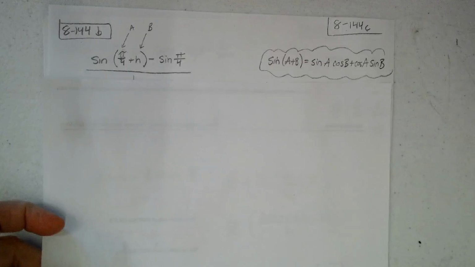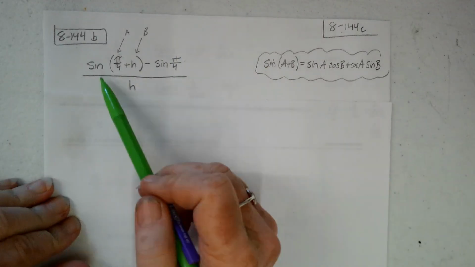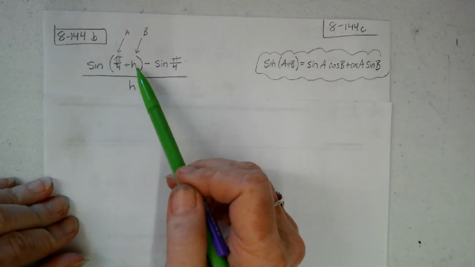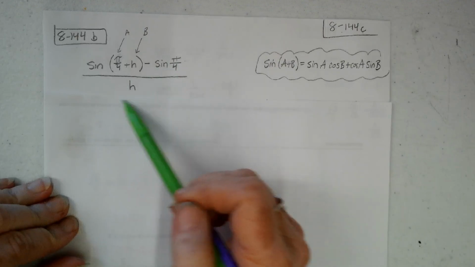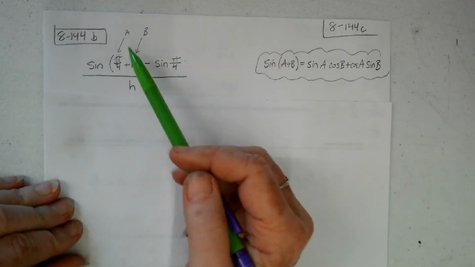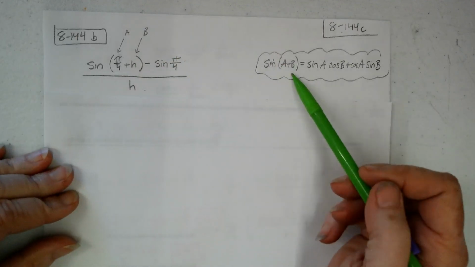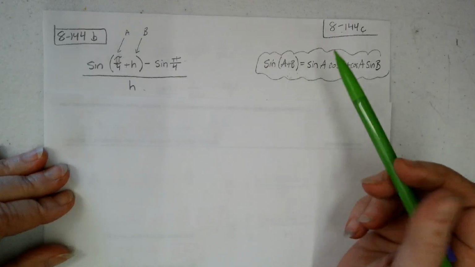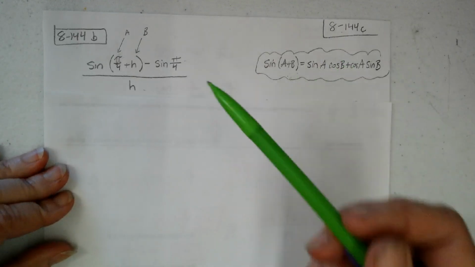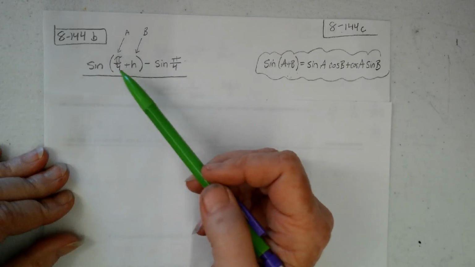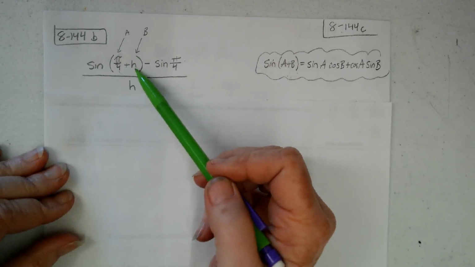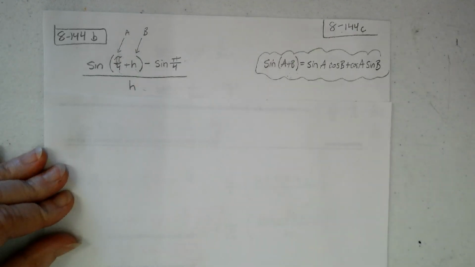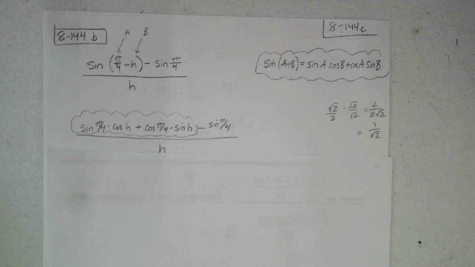In part B, you should have gotten sine of (pi over 4 plus h) minus sine of pi over 4, all over h. And then I'm going to assign values. They told me to use the sine sum formula. So I'm going to let A be pi over 4, and I'm going to let h be B, and I'm going to plug it in.